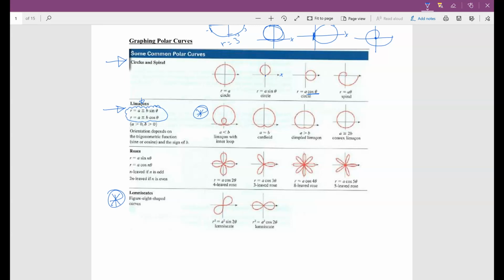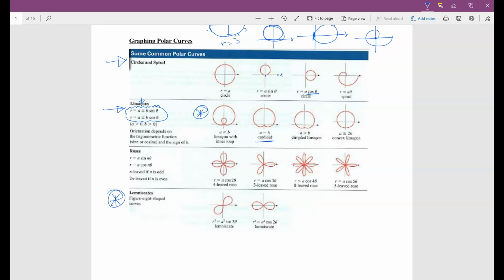And then you have these other cases, which I never really remember. I just graph them, and I'll show you how we can graph. You don't have to memorize any of this. When I do the graph, you'll immediately know which one is which. So you have the cardioid, which kind of looks like a heart. If a and b are the same, then you have this little heart shape, which is called the cardioid. And then you have the dimpled limaçon and a convex limaçon.